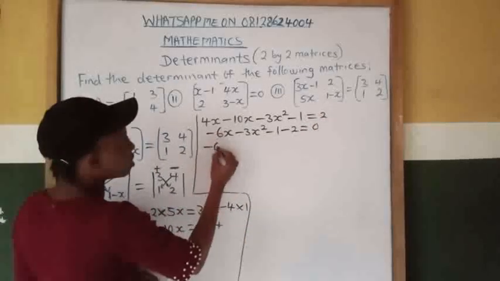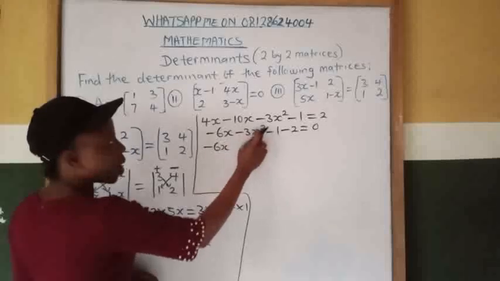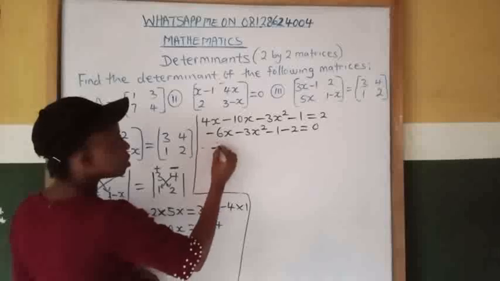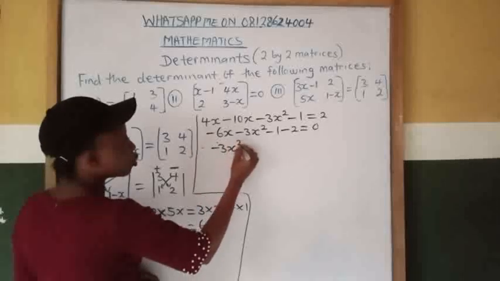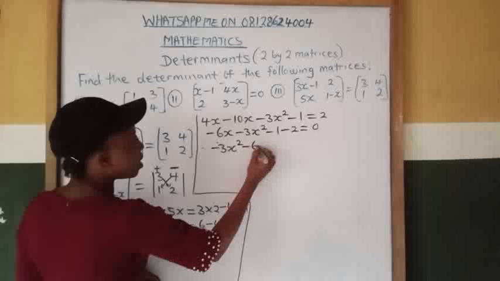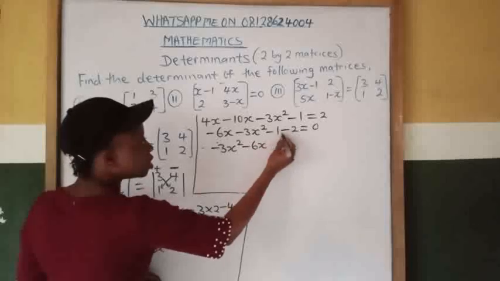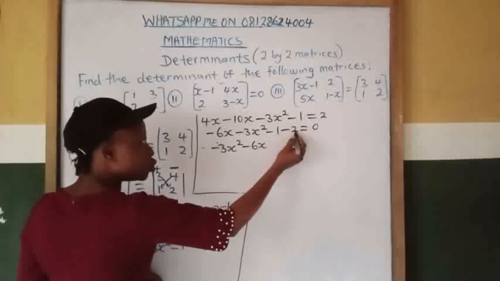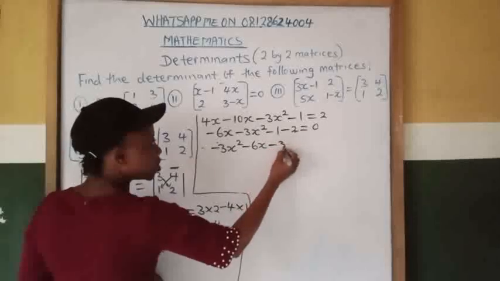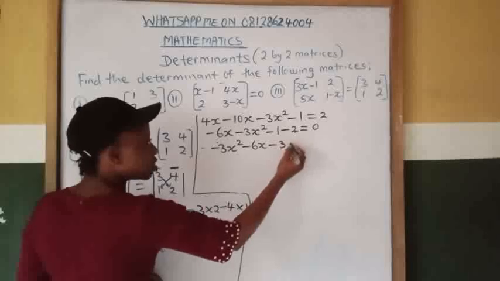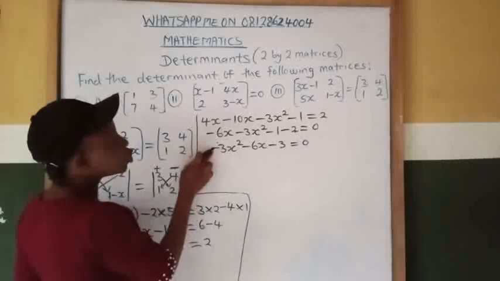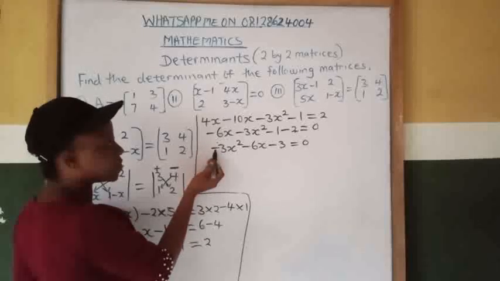We have minus 6x. Let me bring the power of 2 first. So we have minus 3x raised to power 2, then minus 6x, minus 1 minus 2. You are owing someone 1 naira, you are owing another person 2 naira, so your debt will be minus 3. Minus 1 minus 2 is minus 3 equal to 0. So I want to eliminate this negative sign because I don't want negative sign to come first.